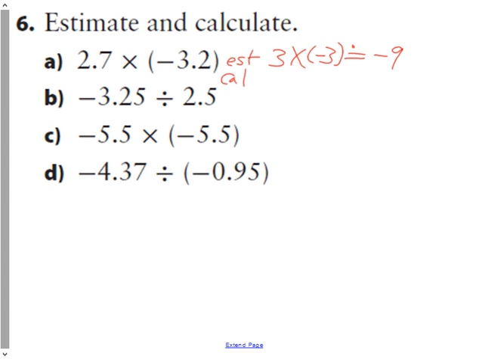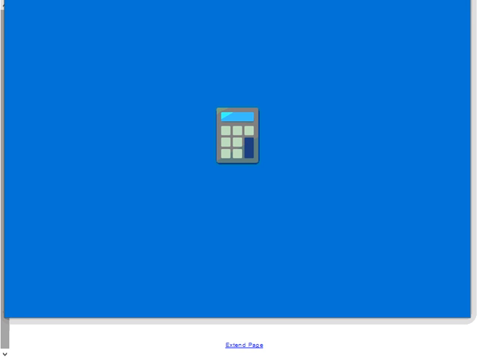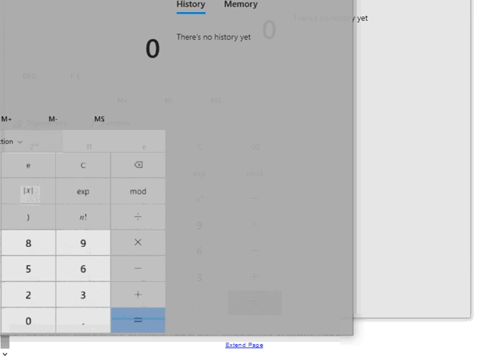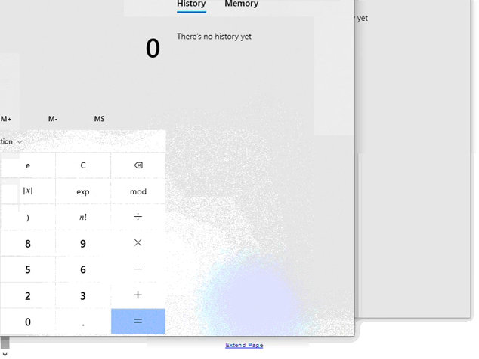For a calculation, we don't have to bother with the whole line up the decimals or drop the decimals and use your estimation. We're just going to use a calculator, because in the real world, you all have phones on you all the time. My calculator, there it goes. Wow, it's a big calculator.